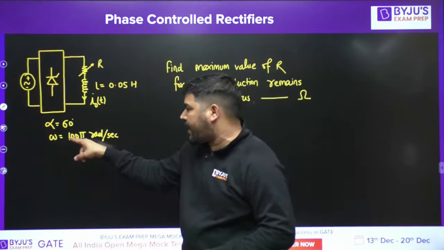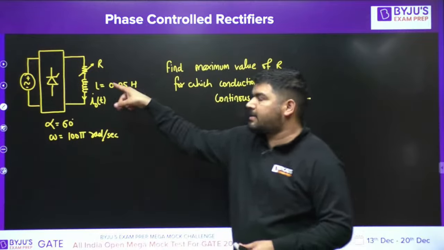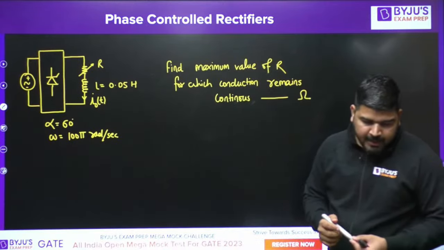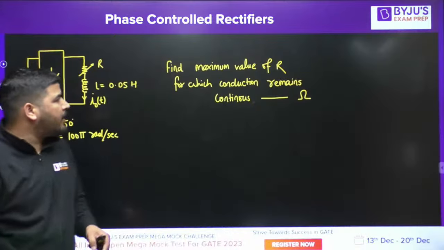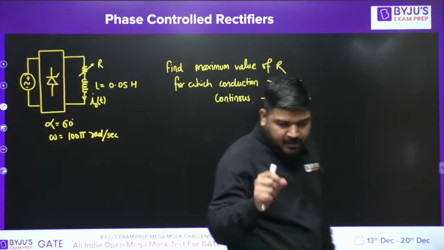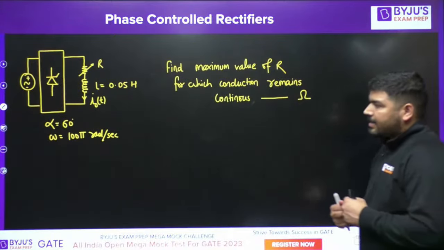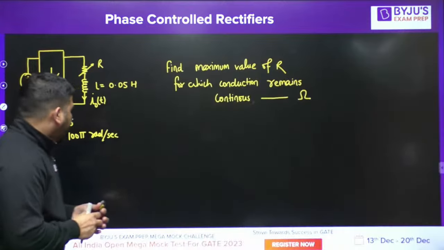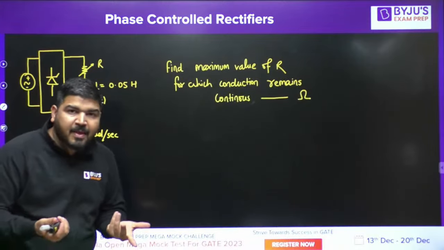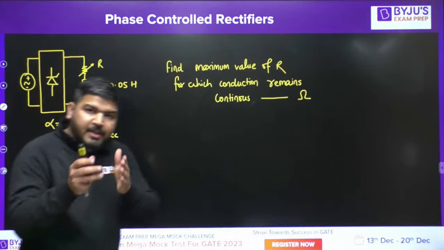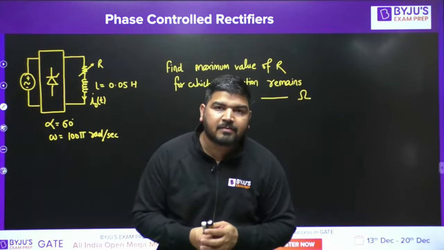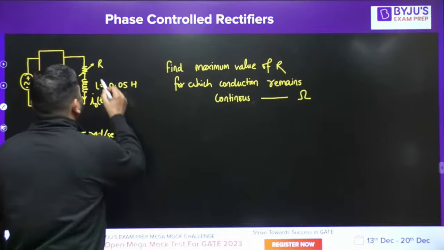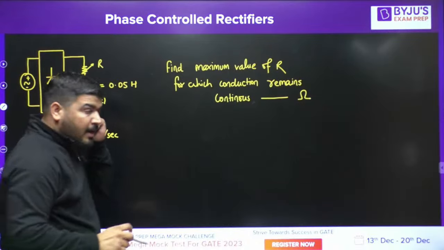Now alpha is fixed. Omega is 100 pi. L is given as 0.05 Henry. Please tell me what should be the maximum value of R for which the conduction remains continuous. Okay, let's see. We know that alpha is fixed and we want that up to 60 degree conduction should remain continuous. Now, if I increase the value of R, what will happen?